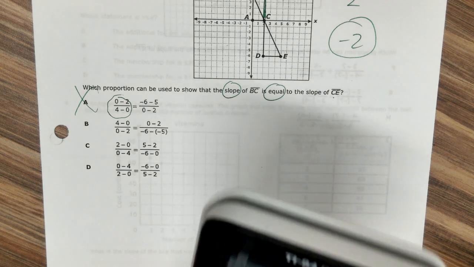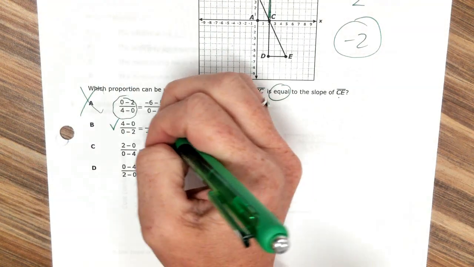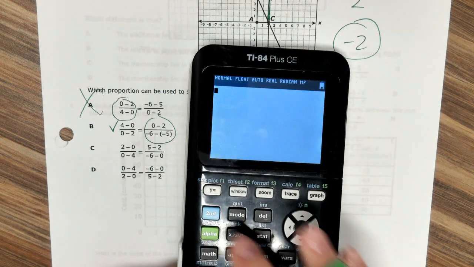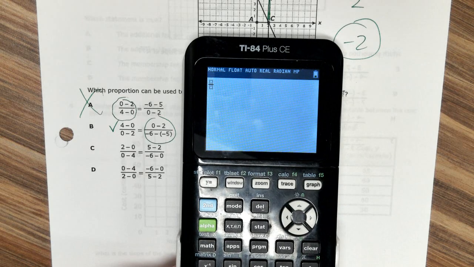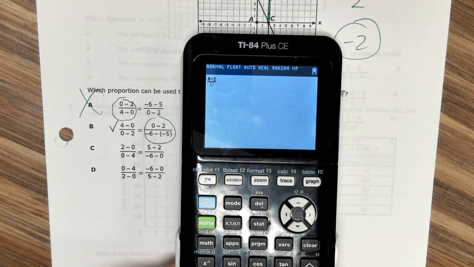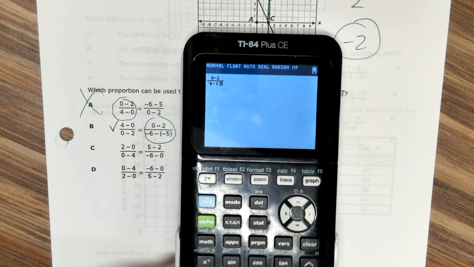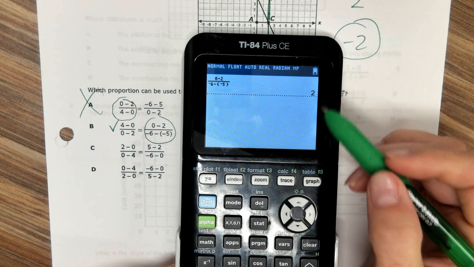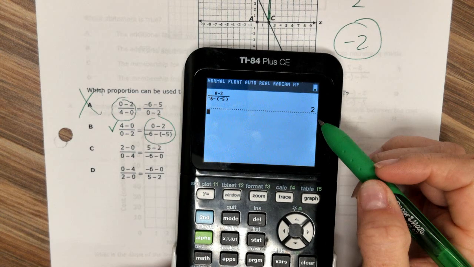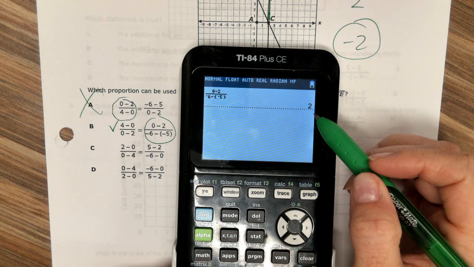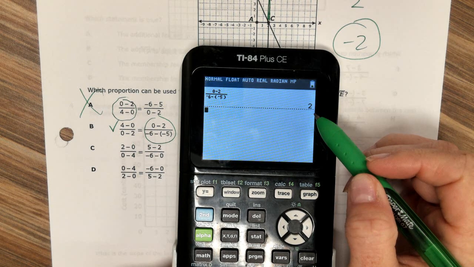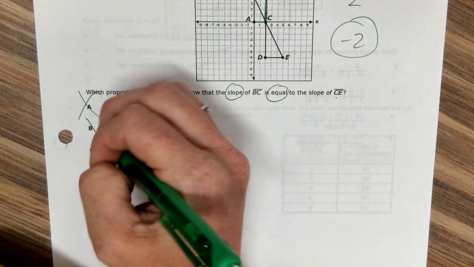Do I pick the answer? Not until I do what? Check the other side. So I do 0 minus 2 over -6 minus -5. Did that also give me -2? No, it did not. So that is not the answer. This gave me +2.